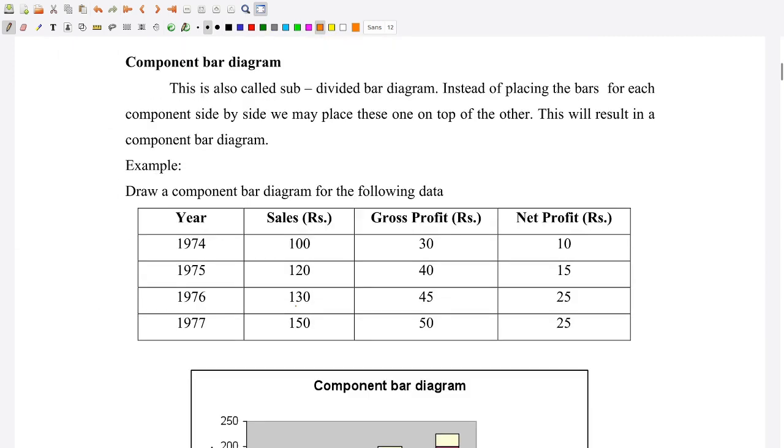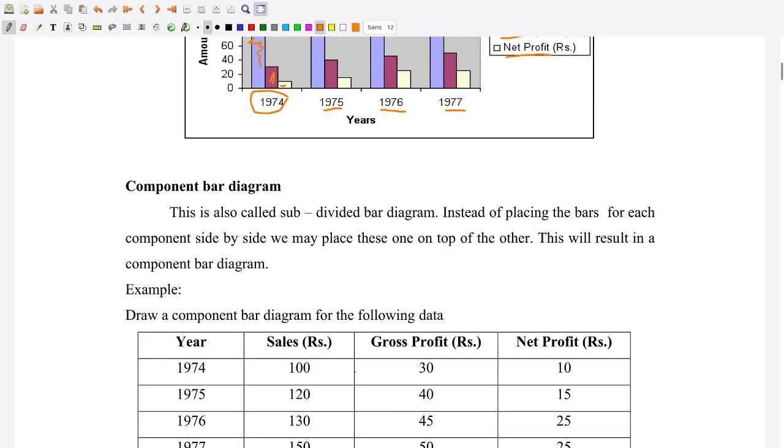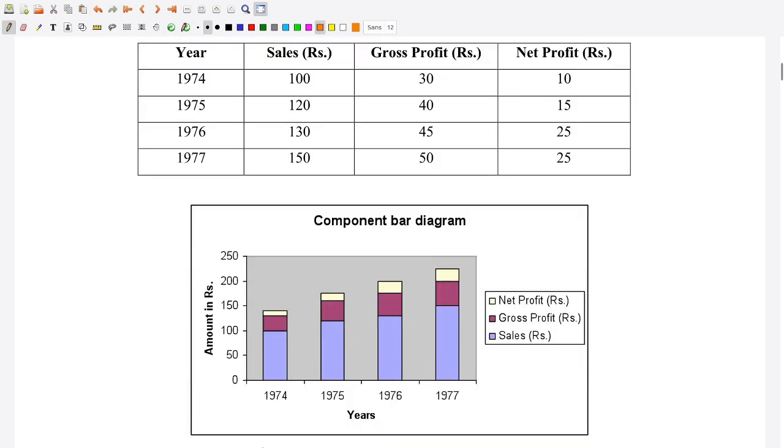A component bar graph is, instead of representing these bars side by side, you put them on top of each other.